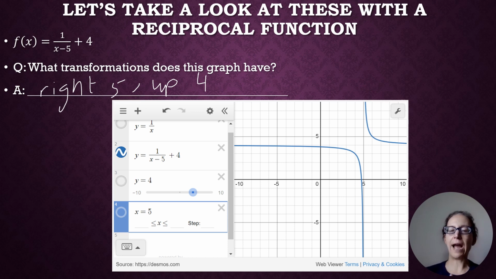And so if you were asked what are the asymptotes of this function, you would say there's a horizontal asymptote at y equals 4. It is called a horizontal asymptote because the line is horizontal. And we have a vertical asymptote at x is equal to 5, called vertical because the line goes up and down.